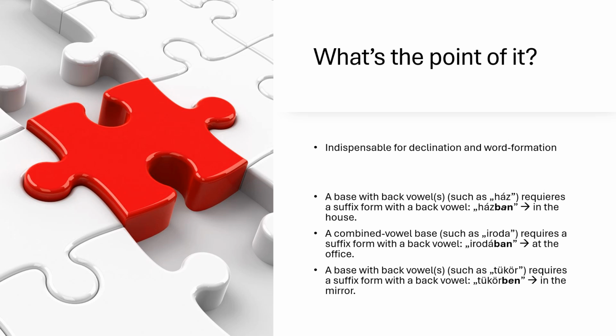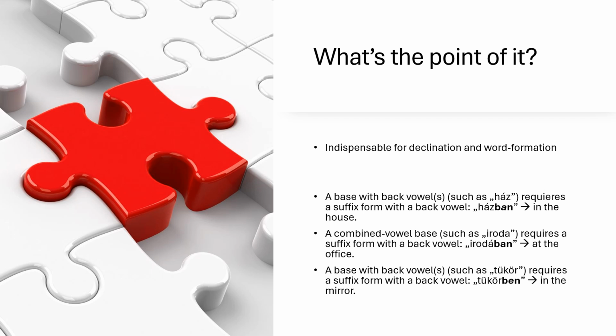If we wanted to declinate the word and express that someone is in the house, we need to attach the suffix ban or ben. But how can we decide which one should be deployed? Like we assumed, we have a back vowel base, and this one requires a back vowel suffix, so it can only be ban in this case. So házban.